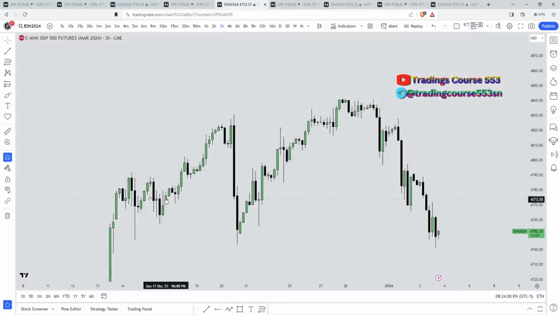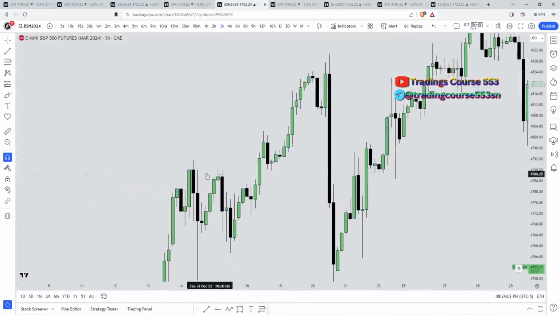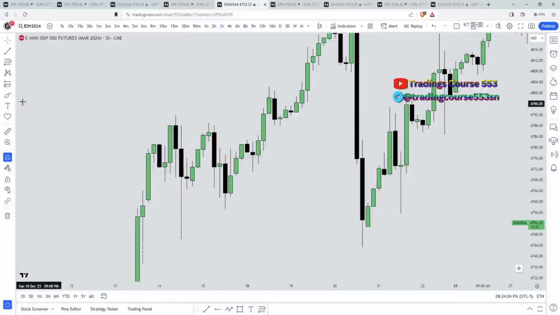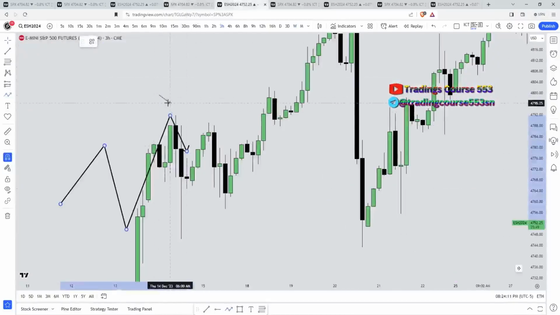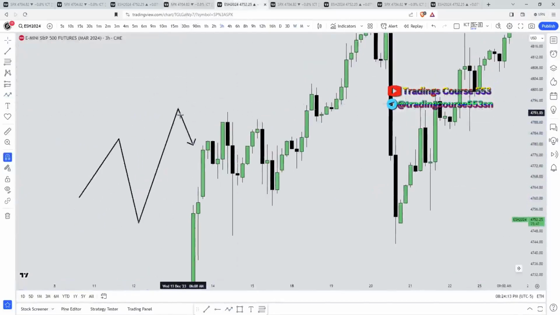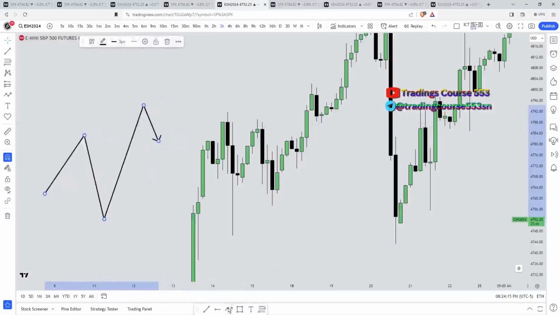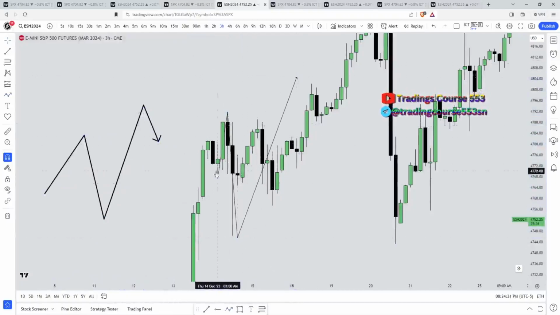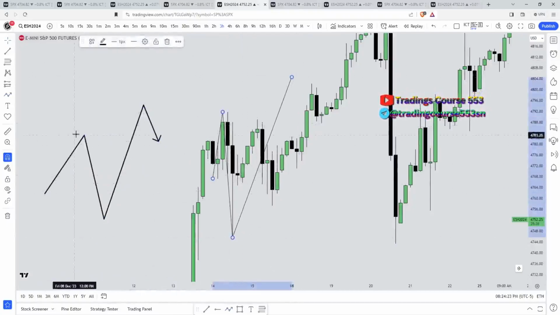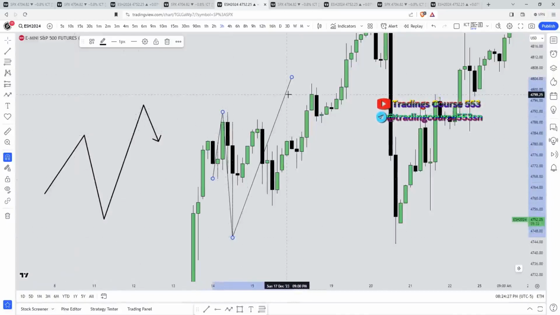So if you look over here, we do have a bullish breaker. And the reason that this is a bullish breaker is because we have the exact signature that we just talked about. So I'm going to go ahead and copy and paste this over. And you'll notice that we have this exact sequence going on. So price creates a low, a high, a lower low, then a higher high. So you can see over here, low, high, lower low, higher high, low, high, lower low, higher high.